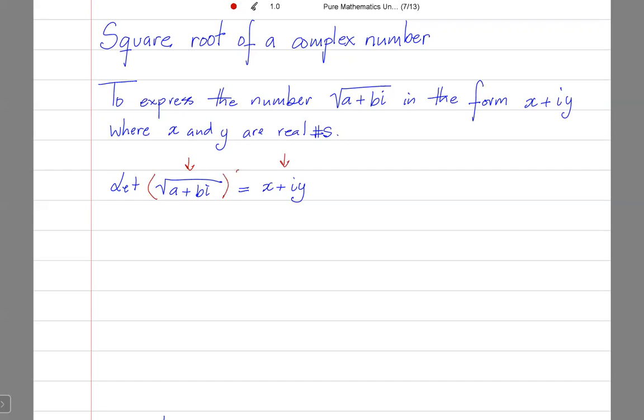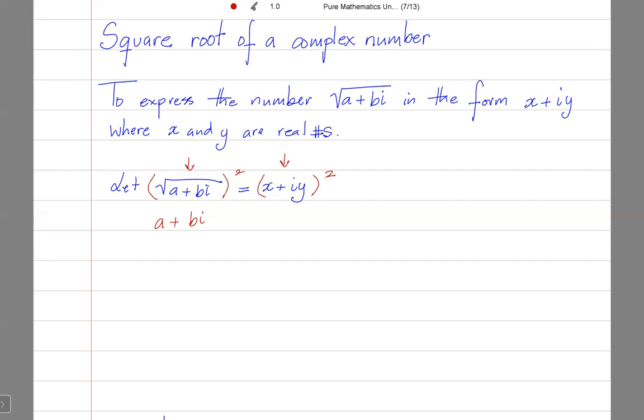If I square both sides, I would end up with a plus bi. If you square the root of a plus bi, it's going to be root a plus bi multiplied by root a plus bi, which is a plus bi. Just like root minus 1 times root minus 1 is minus 1. So root a plus bi multiplied by root a plus bi is a plus bi, if you're looking at it from the point of view of surds.